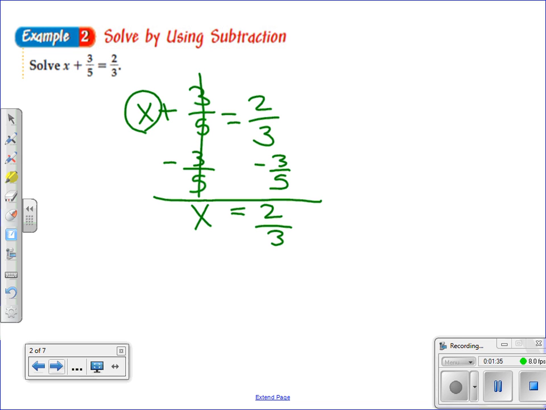right? And negative 3/5. Well, we'll notice that they do not have the same denominator. We're going to have to change the denominator to be the same. So x will equal, let's change these to 15ths. And that'll be times 5 here and times 3 here, right? So 2 times 5 is 10/15, and 3 times 3 is 9/15. So x will equal 10/15 minus 9/15, which is 1/15.